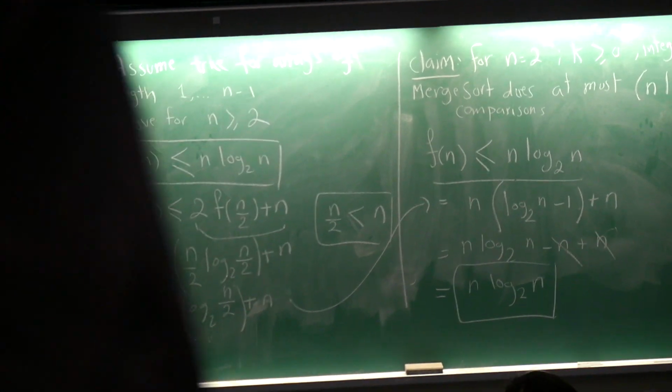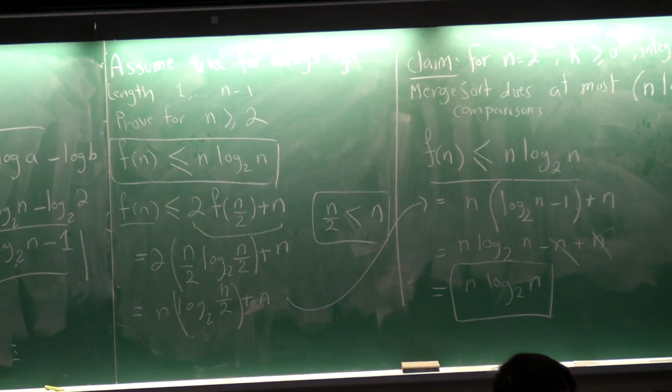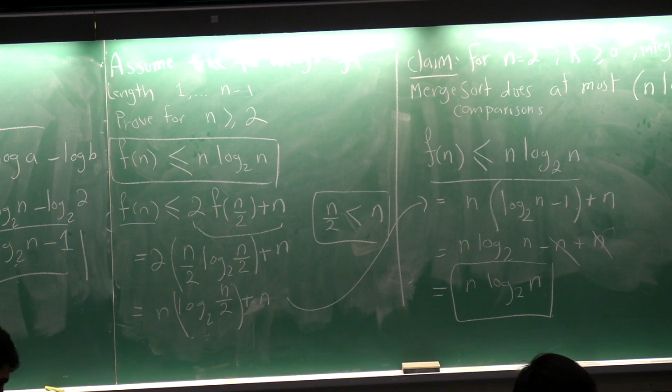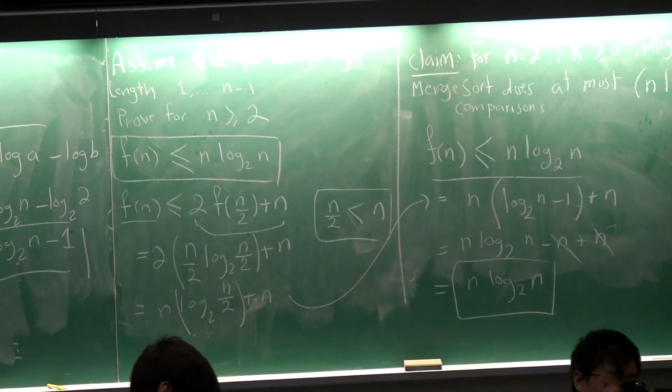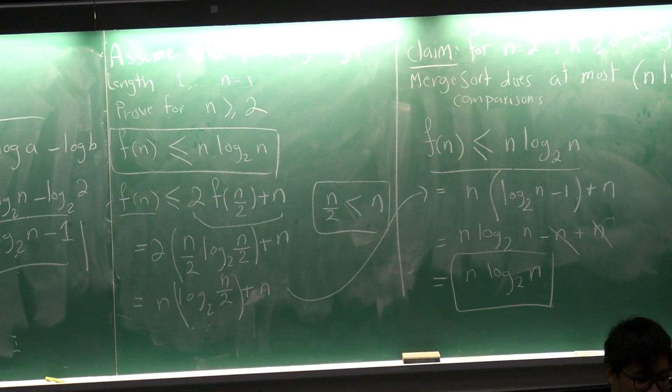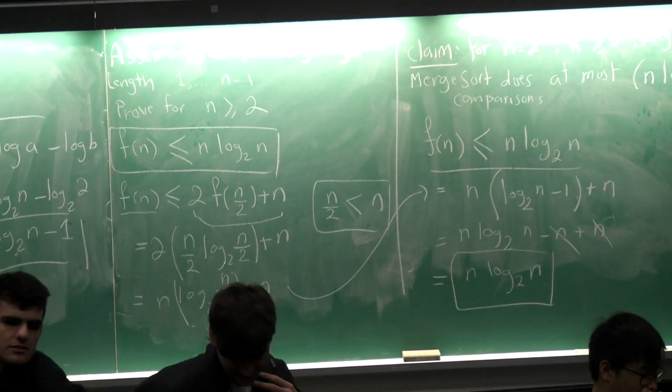Okay. Sure. We did log 2 n minus log 2 of 2, because log 2 to the base 2 is 1. Oh, okay, that makes sense. You were multiplying that by n. Why didn't you multiply n into that?